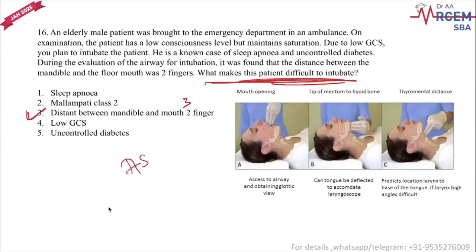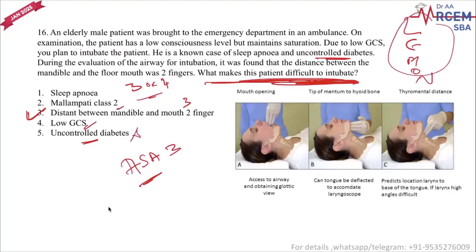They're not asking about ASA grade here. If they ask about ASA grade, then there are multiple things. Uncontrolled diabetes itself is in grade 3, ASA grade 3. They're not asking about grade here. They're asking about difficult intubation. That means they're asking about the LEMON score. If Mallampati class 3 or 4 is there, then it becomes a difficult intubation. They have mentioned class 2 here. Low GCS doesn't come in LEMON assessment. Uncontrolled diabetes doesn't come in LEMON assessment. Sleep apnea doesn't come in LEMON assessment. So the right answer is the third one.